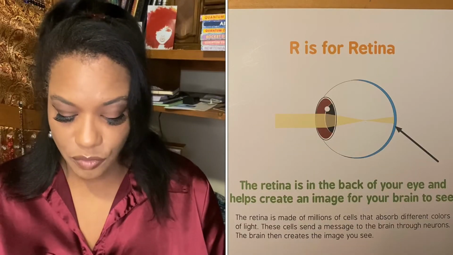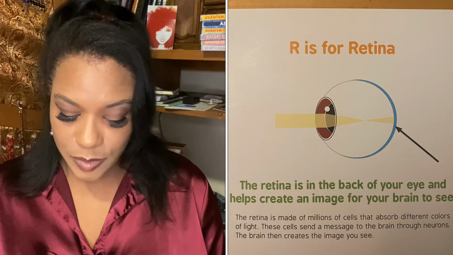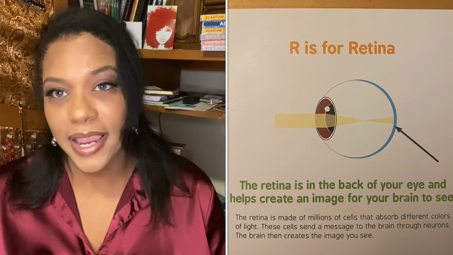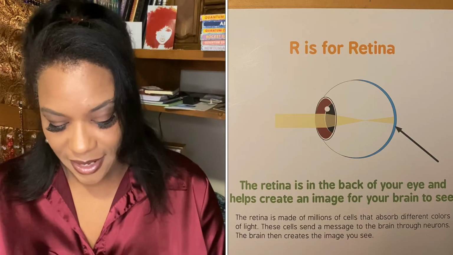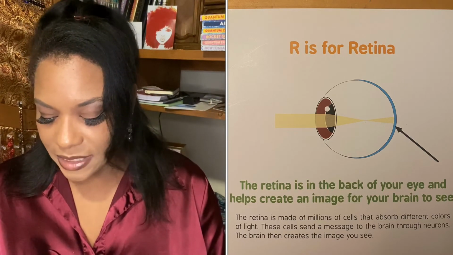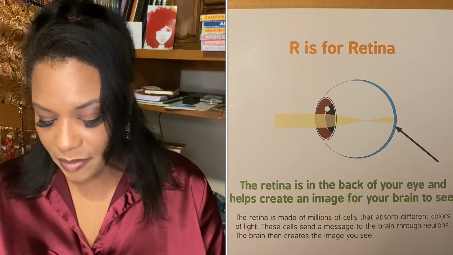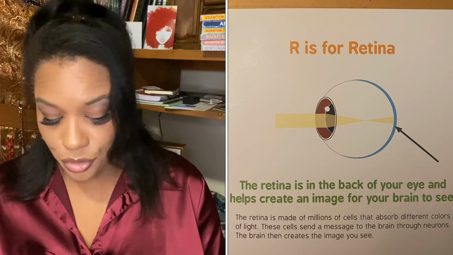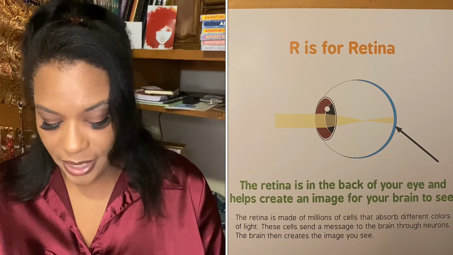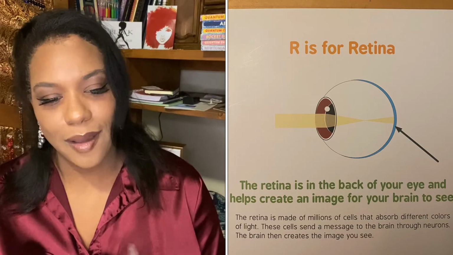R is for retina. The retina is in the back of your eye and helps create an image for your brain to see. The retina is made of millions of cells that absorb different colors of light. These cells send a message to the brain through neurons. The brain then creates the image you see. Wow.